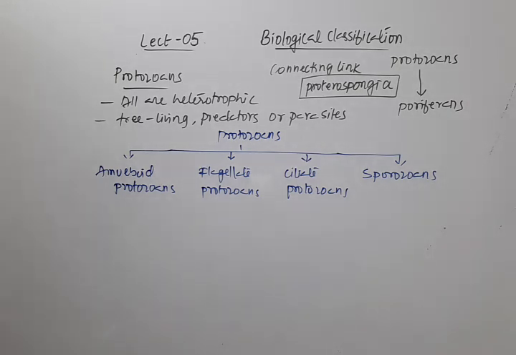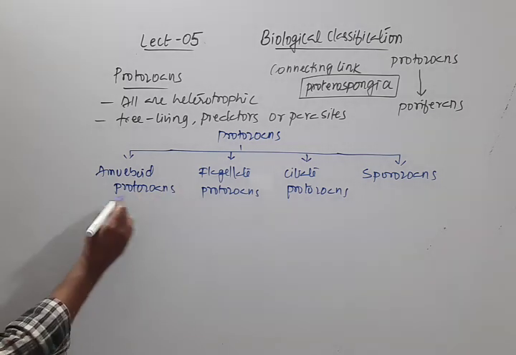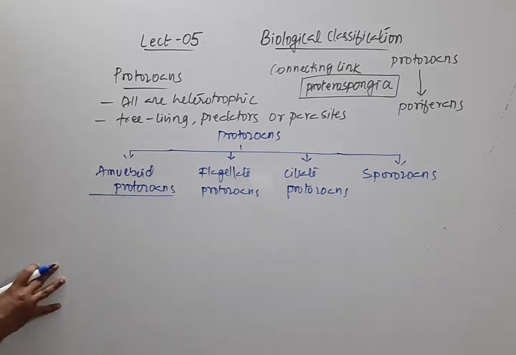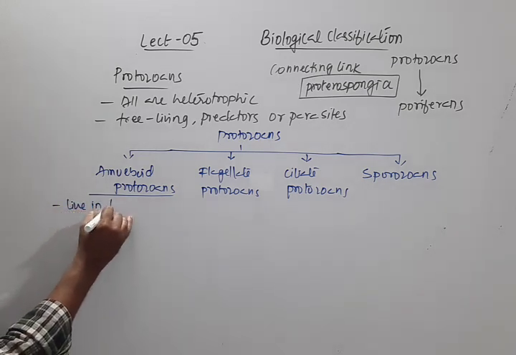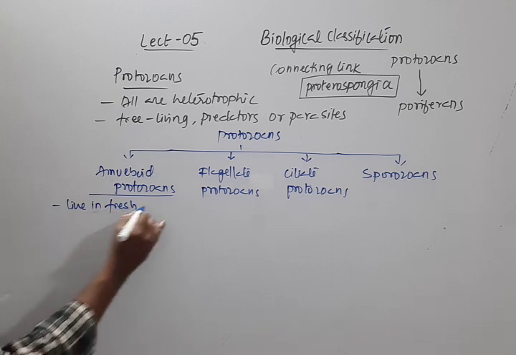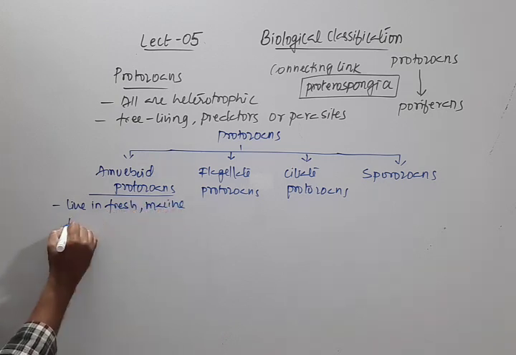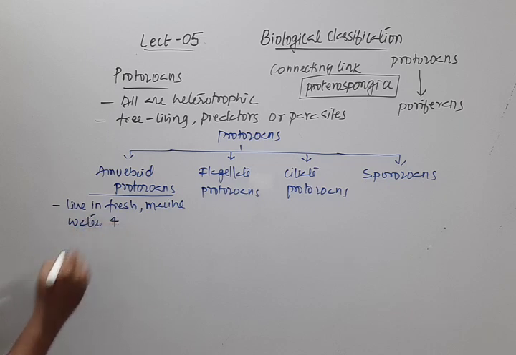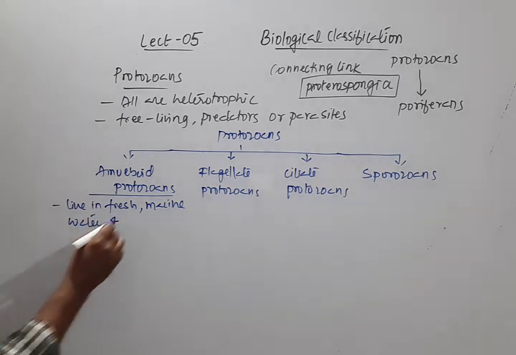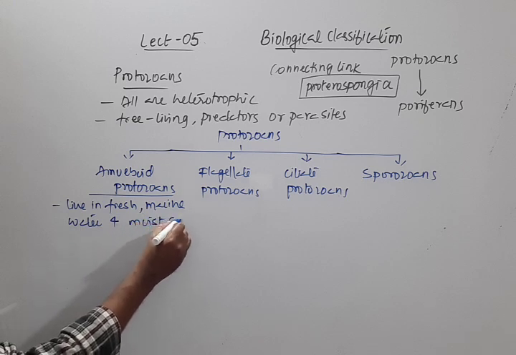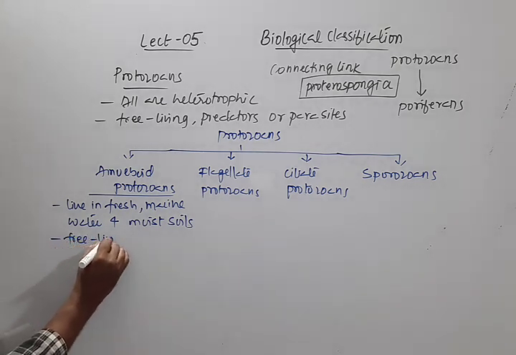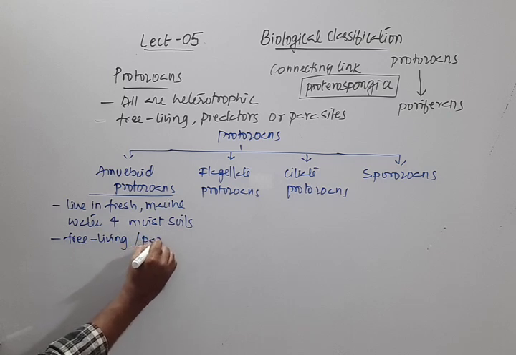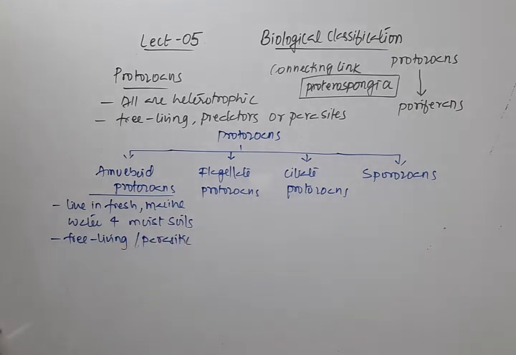Now let's look at them one by one. The first one, amoeboid protozoans. These amoeboid protozoans live in fresh or marine waters, and are also seen in moist soils. They are either free living or parasitic.